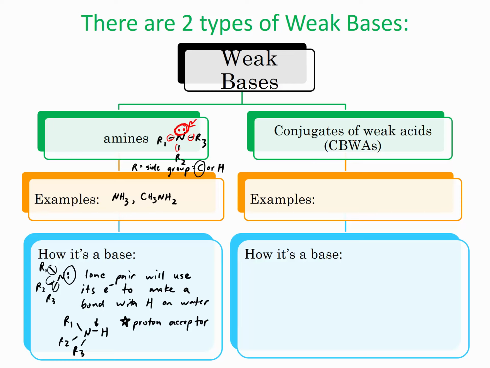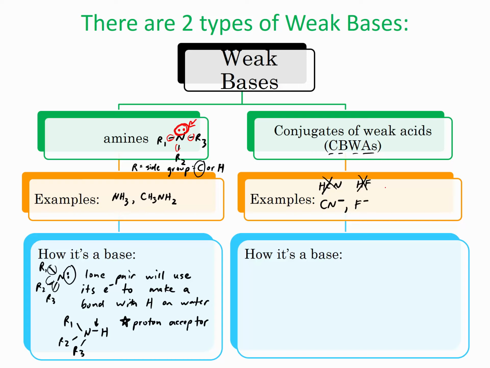Okay, so how about conjugates of weak acids, CBWAs? Some examples: they're actually salts. It's the conjugate base of a weak acid. If you have HCN, of course that's a weak acid, its conjugate is CN minus. Or if you have hydrofluoric acid, which is HF, the conjugate of that is F minus.